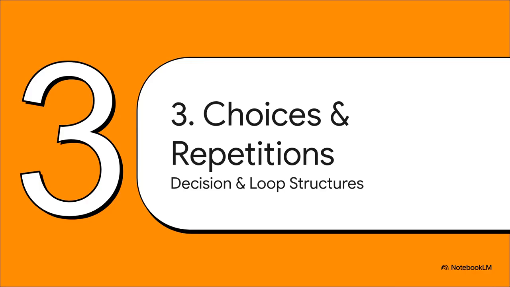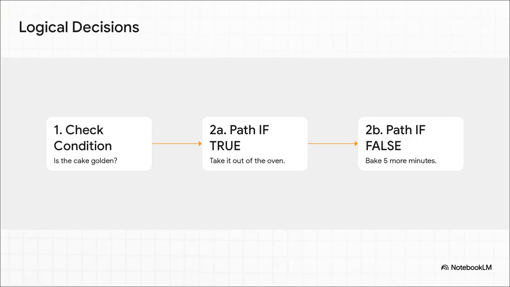Okay, so we've got our data. Our ingredients are all set. Now it's time for the actual instructions. And this is where algorithms get their real power. Because they aren't just a straight line of steps. They can make choices, and they can repeat actions, and that's what allows them to handle pretty much any situation you throw at them.